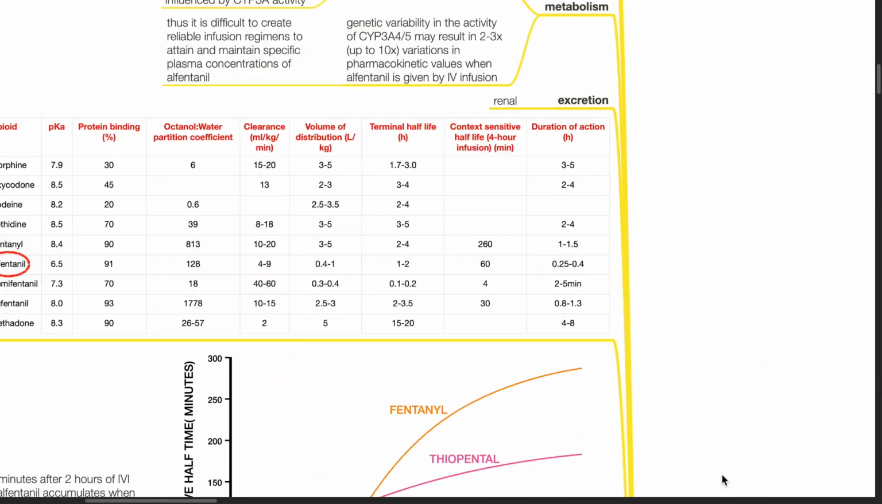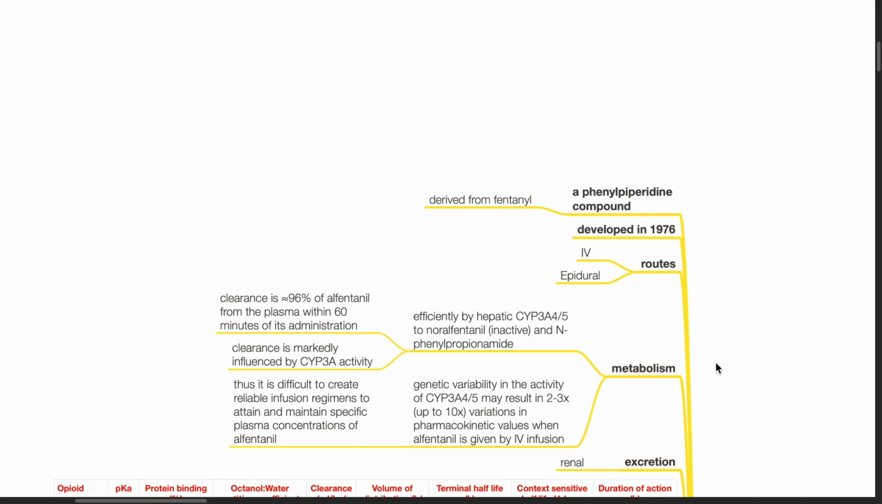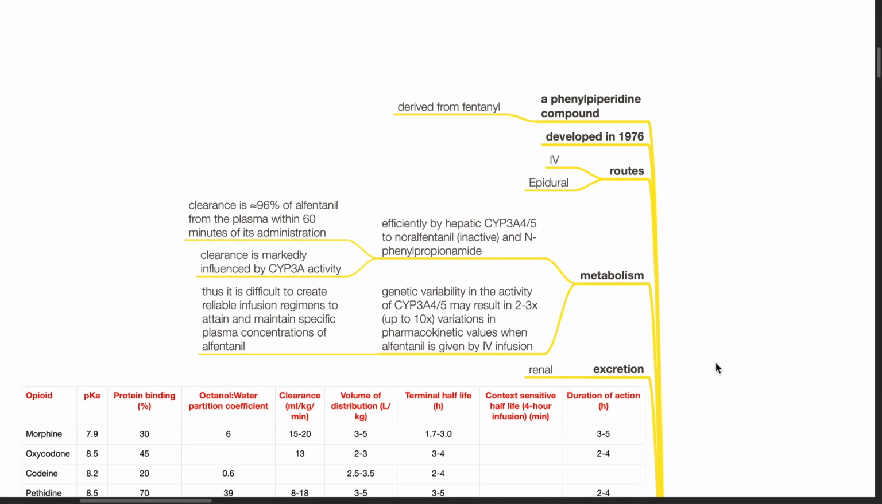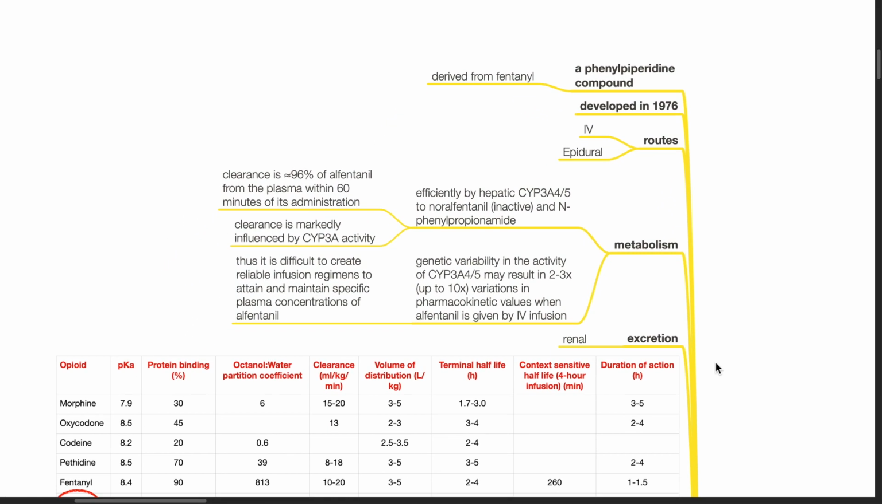Alfentanil. This is a phenylpiperidine compound derived from fentanyl, developed in 1976. Routes include IV and epidural route. Metabolism. Alfentanil is efficiently metabolized by hepatic CYP3A4 or 5 to noralfentanil, which is inactive, and N-phenylpropionamide. Clearance is about 96% from the plasma within 60 minutes of its administration.